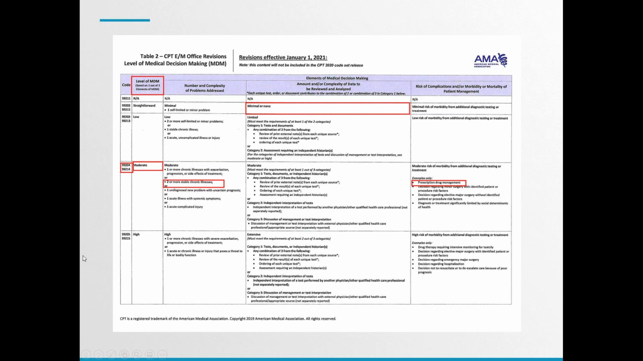So in this case, the patient has 2 or more stable chronic illnesses. We did not order any tests. We did not review any data, but we are keeping this patient and we're managing them on their prescription drug medication. Since it's the best 2 out of 3, this would be a 99204 if it were a new patient, or a 99212 for established.